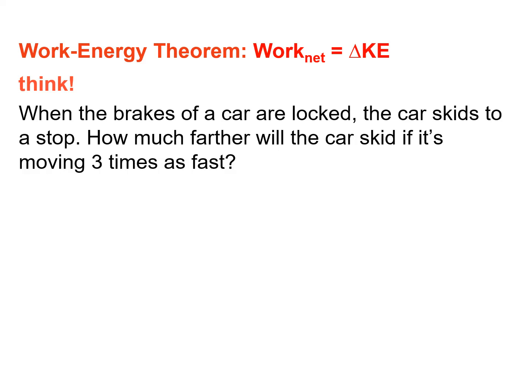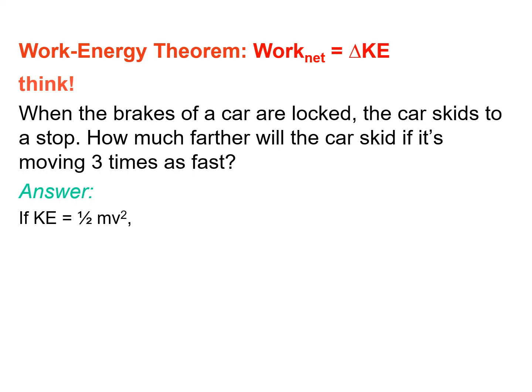The anti-lock brake is on a car to try to keep it from skidding. But let's say that we somehow lock the brakes and the car skids to a stop. How much farther will the car skid if it's moving 3 times as fast as before? So I don't give a speed here. What you do in situations like this is you either make up a speed and just do the calculation, or you can do it through manipulation of the equation like this.